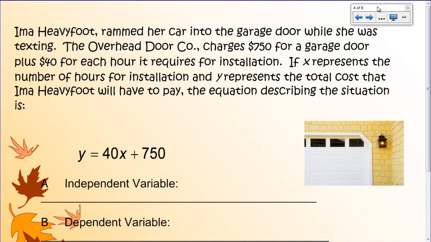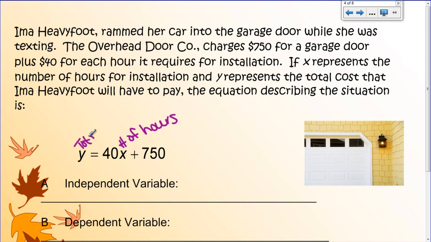So let's do a couple more examples. Sophie Heavyfoot rammed her car into the garage door while she was texting, because she wasn't paying attention because she was texting and driving, and we all know that's bad. Overhead Door Company charges $750 for a garage door plus $40 for every hour it requires for installation. If X is the number of hours for installation, so it tells us right here X is the number of hours, and Y is the total cost, here is the equation that describes that situation: 40x plus $750, $40 per hour plus $750 for the garage door.